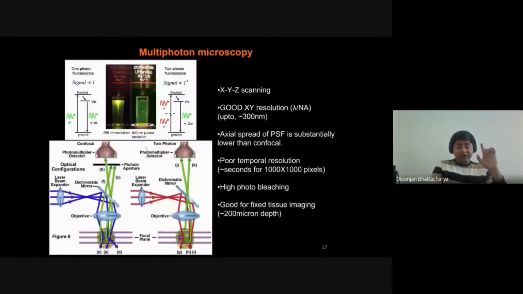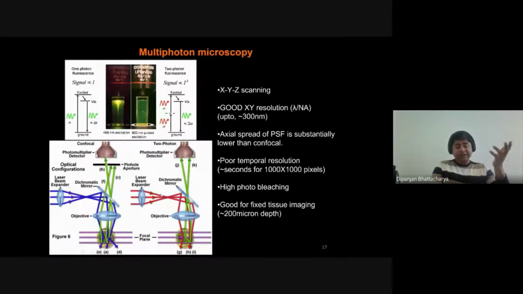So, okay, there's one important difference between these two cases. In confocal, you need a pinhole, but here you don't need it because you are exciting only the focal plane. You are not exciting the other planes. So this is a very big difference between confocal and multiphoton: you don't need a pinhole.